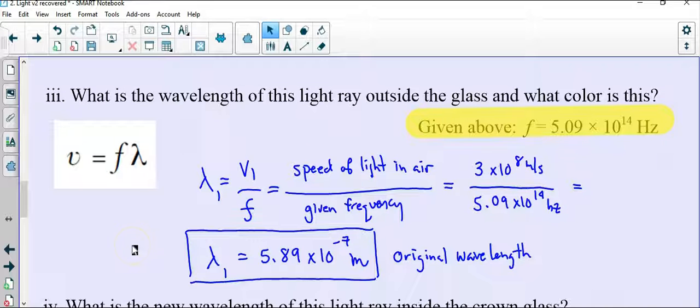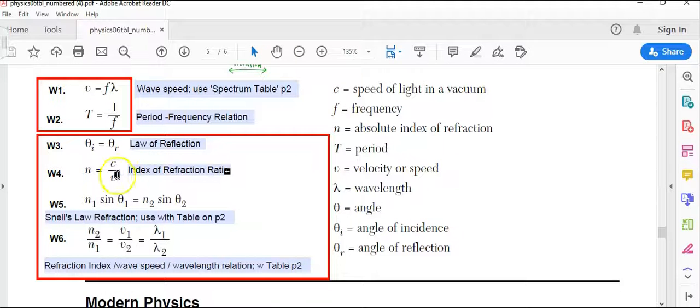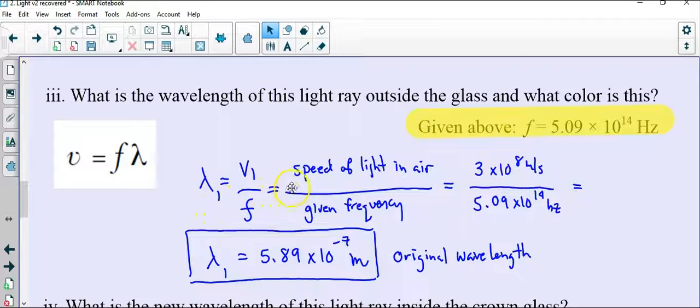Question 3 asks, what is the wavelength of this light ray outside of the glass, meaning in the air, and what color is it? So what is the original wavelength? And we see that V equals F lambda, solve for lambda, and this original equation was equation W1. V equals F lambda, divide V by F, and you have the speed of light in air divided by that given frequency, which was 5.09 times 10 to the 14 hertz, and you have an original wavelength of 5.89 times 10 to the negative 7 meter.